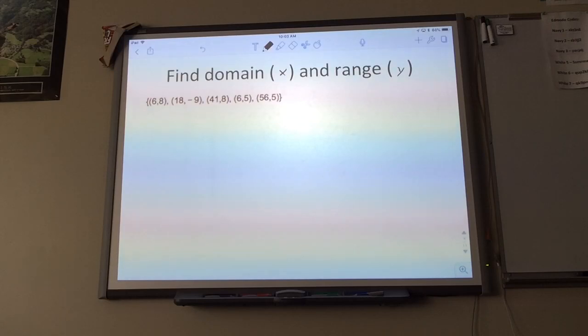Okay, so that means the domain, D, is all of my x's. Okay? 6, 18, 41, 6, and 56. Anybody think I'm doing something wrong on that? Because there is something I did wrong there. You have to put in 2 6's. There's 2 6's. So we don't write stuff twice.